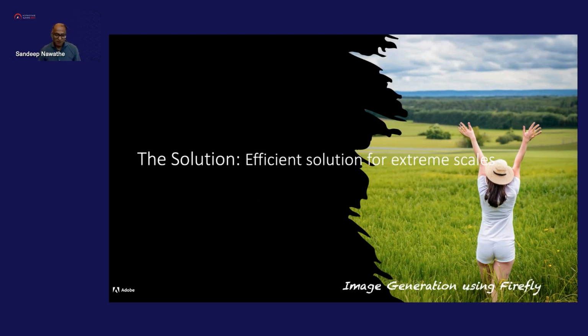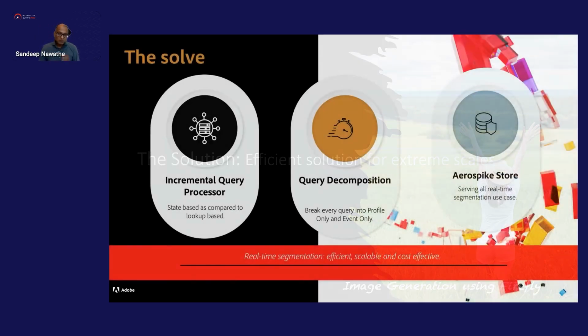Again, image coming from Firefly. This is the solution we are looking at, and this is essentially an efficient solution for the extreme scales we are looking at for query processing. The three different parts of the solution were essentially figuring out how query processing can be done differently, using Aerospike as the underlying store for the access APIs and lookups that are needed, and using the strengths of Aerospike to also change the query processing dynamics, how we are going to do it. And I'm going to explain some of these concepts better.